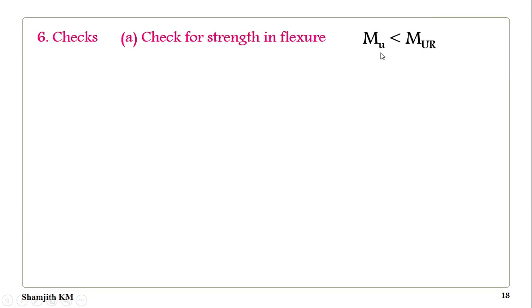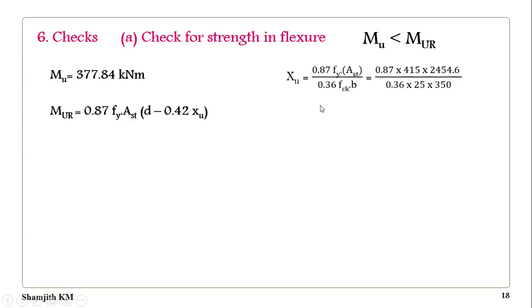For that, the factored moment should be greater than the ultimate resisting moment. We have already found Mu as 377.84 kilonewton meter, and the ultimate resisting moment Mur can be calculated using the formula 0.87 Fy Ast into d minus 0.42 Xu. Here Fy is known, Ast provided is also known, d is known, but Xu is unknown here. We need to find Xu.